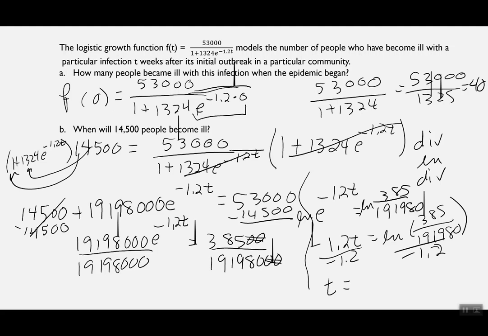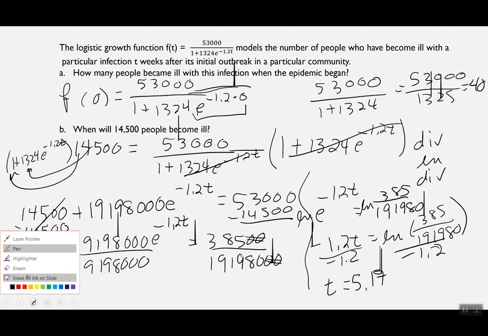Okay, so I put in natural log 385 divided by 19,198,000, close the parenthesis, then divide by negative 1.2. It says 5.17 6, let's call it 5.18. Again, I'll tell you in the problem and it'll say in the homework how many decimal places, but for now I'll just do this.